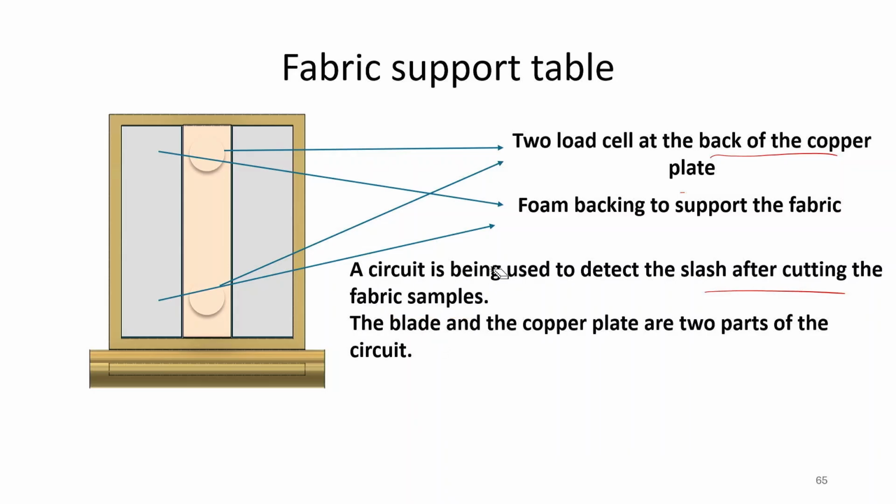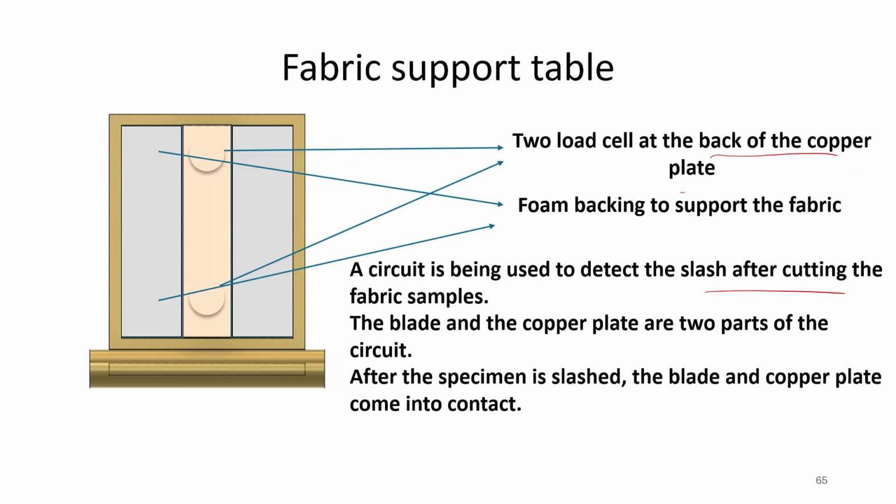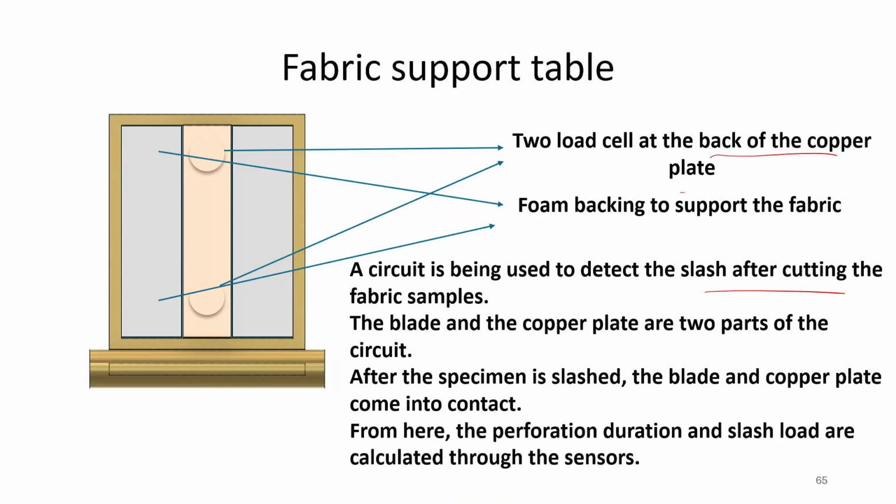The blade and the copper plate are two parts of the circuit. After the specimen is slashed, the blade and copper plates come into contact. From here the perforation duration and slash load are calculated through the sensor. So, these are the different stages of data collection.